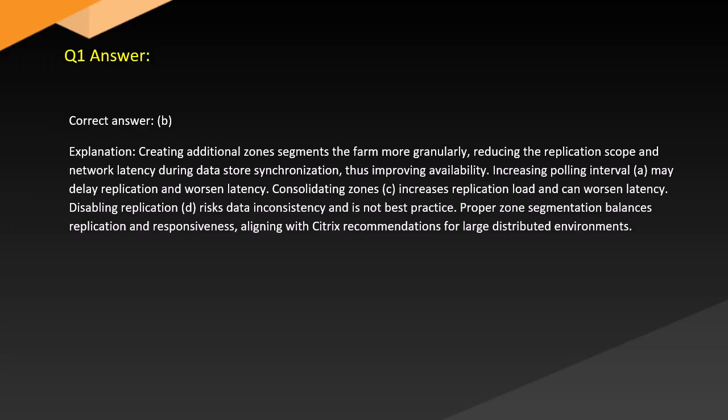Answer. Correct answer: B. Explanation. Creating additional zones segments the farm more granularly, reducing the replication scope and network latency during data store synchronization, thus improving availability. Increasing the polling interval, A, may delay replication and worsen latency.